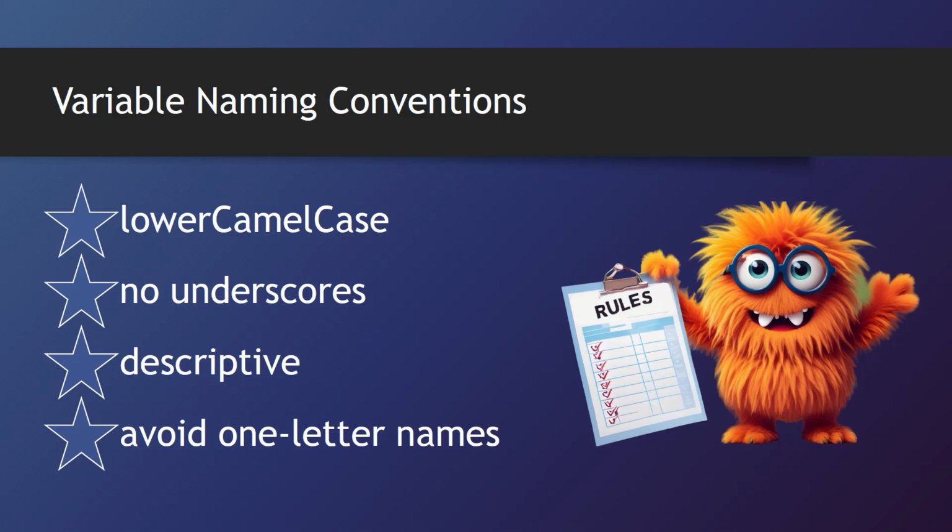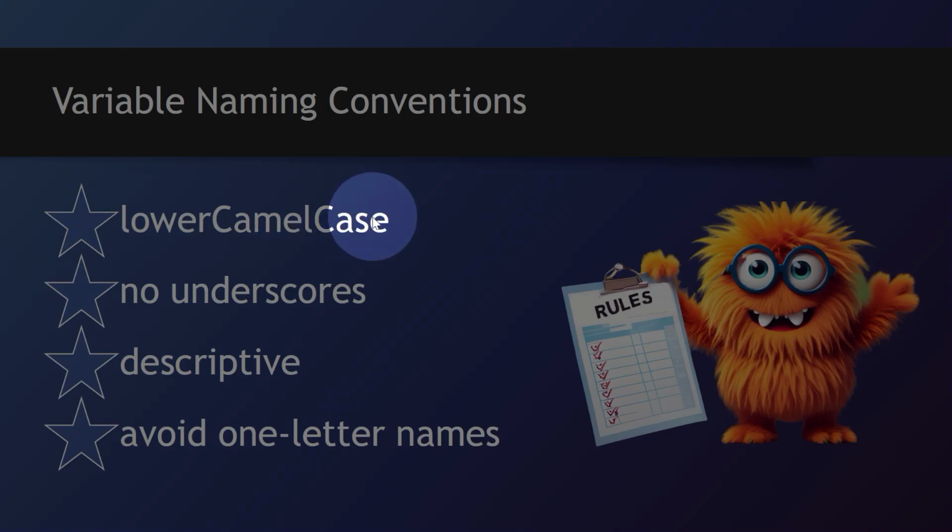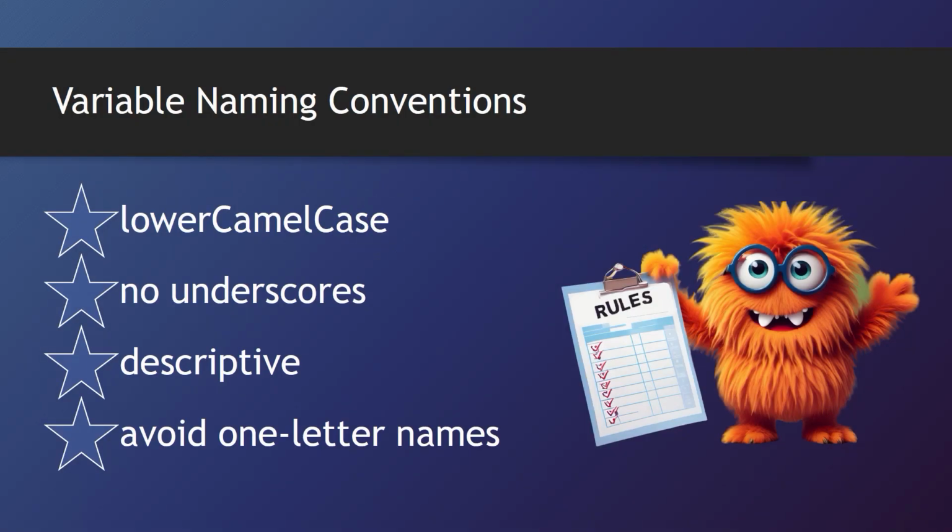In general, it's important to follow naming and other coding conventions. This makes your code more readable and easier to maintain, and it's also an indicator of the quality of your code. In Java, variables should start with a lowercase letter and then capitalize each subsequent word in the name. This is called lower camel case. Do not use underscores in variable names. Variable names should be descriptive. Avoid using one letter or abbreviated names. It's not uncommon in Java to see long descriptive names.